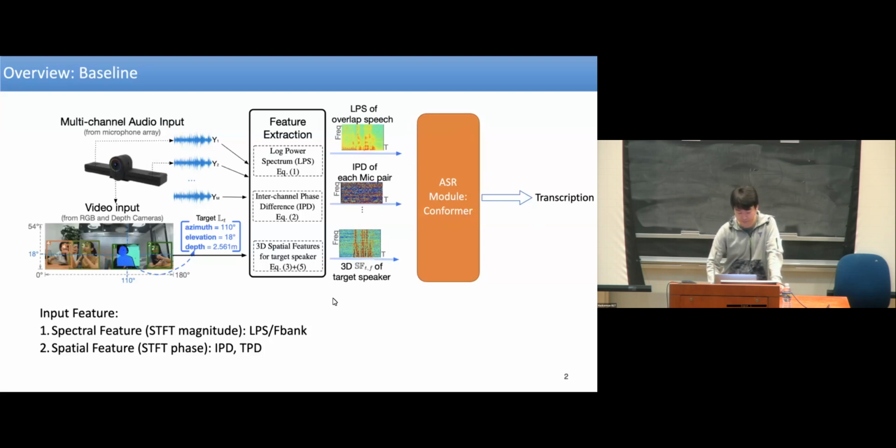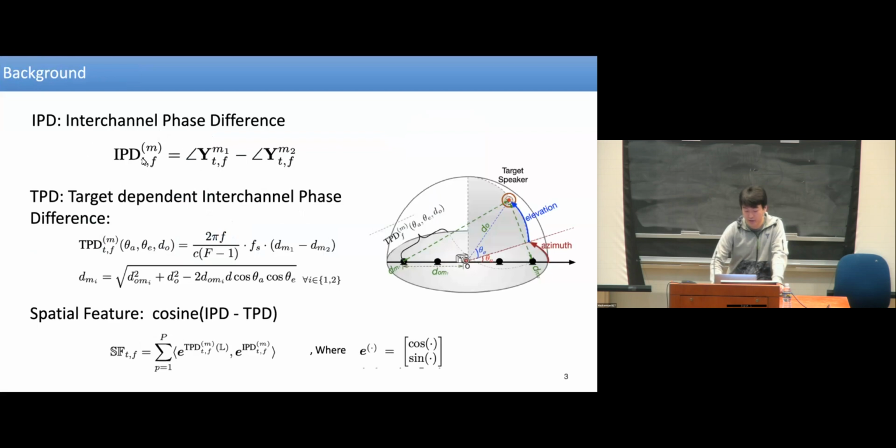So what exactly are IPD and TPD? IPD is the inter-channel phase difference. It's something we get from the real signal we have for different channels. Let's say we have a pair of microphones M1 and M2, and we have the audio input for them. We take the phase of these 2 channels, and then we compute the phase difference between them. That's the inter-channel phase difference.